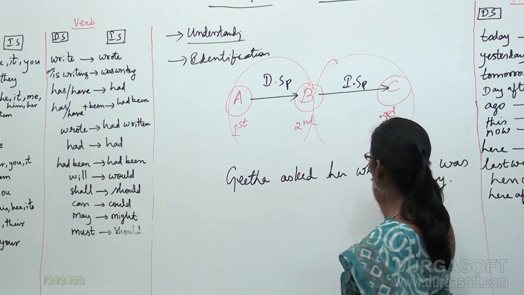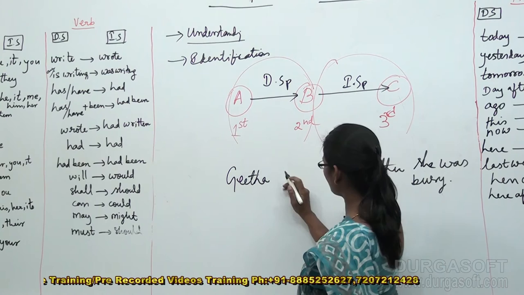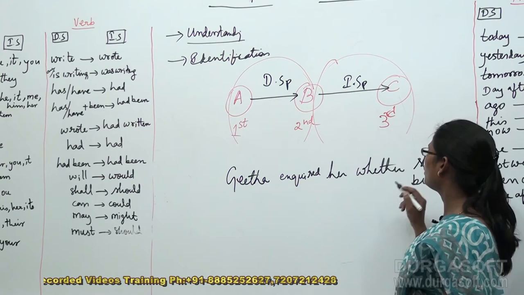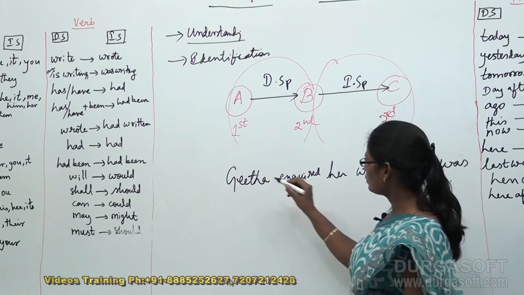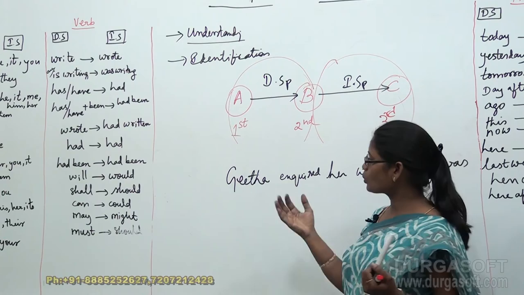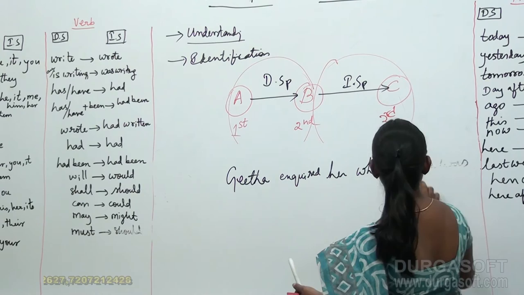Gita asked her whether she was busy. Gita inquired her whether she was busy. Okay, so now in my sentence, I don't have any inverted commas and I don't have any quoted speech. So I can easily understand that this is my indirect speech. This is a small technique to understand how an indirect speech and direct speech can be identified.